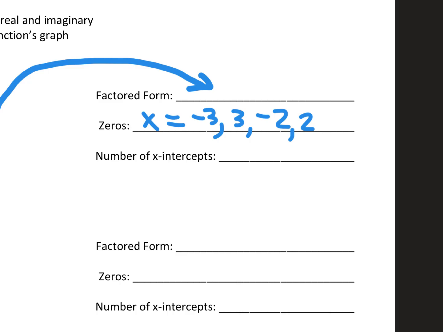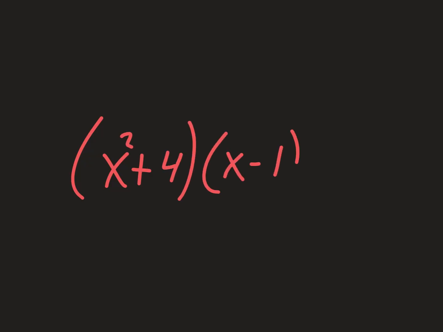How would they ever not be real? If you get an i when you're solving it, then they'll be imaginary. So these are all real. So there's 4 x-intercepts. Let me show you one again. Let's say, please go off to the side and write this. X squared plus 4 and x minus 1. If you had factored it to this, you will get answers like this today.